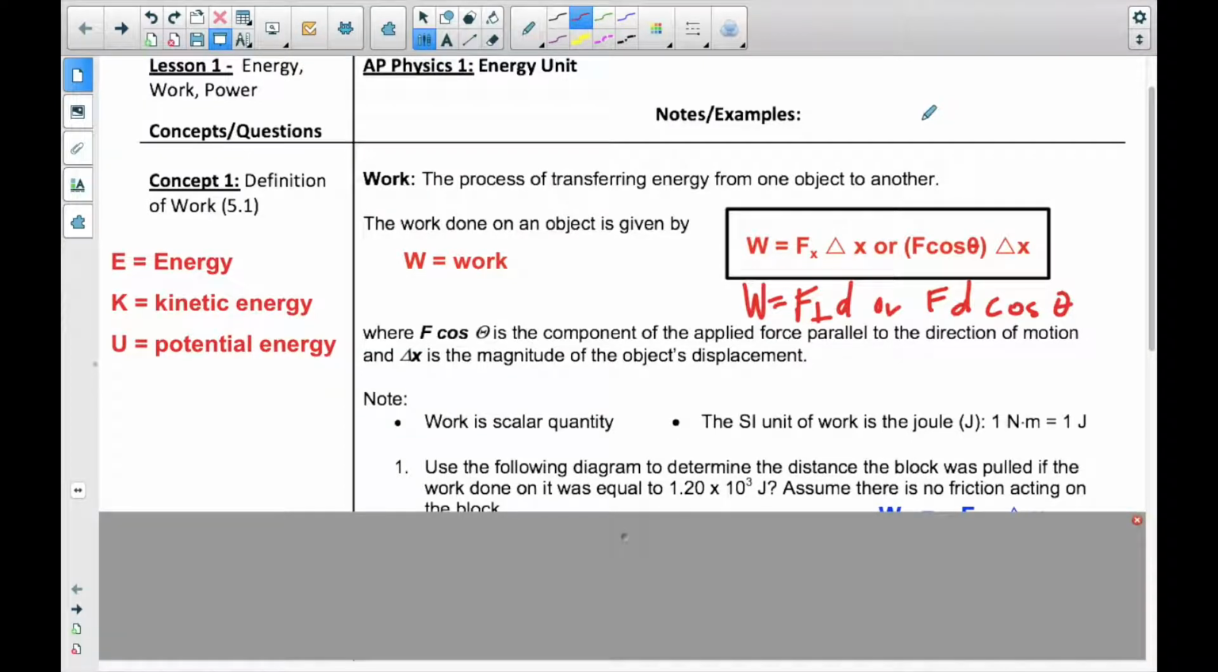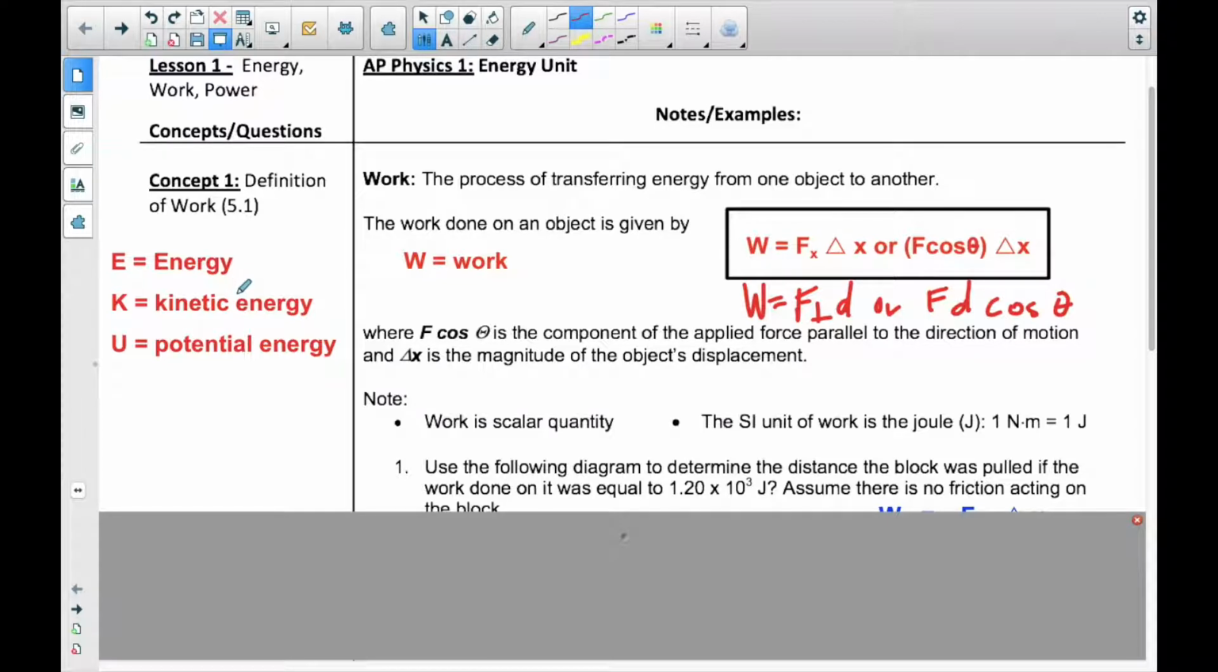Today is our first lesson on energy, and talking about energy, we're going to be talking specifically about work. And so a couple things to take a look at. First of all, over in the margin here, I'm just telling you about some of the variables. In the AP world, we use E for energy, we use K for kinetic energy, and we use U for potential energy. I do not know who chose U or what the connection is there, so I'm not sure why that's a U, but that means potential energy.